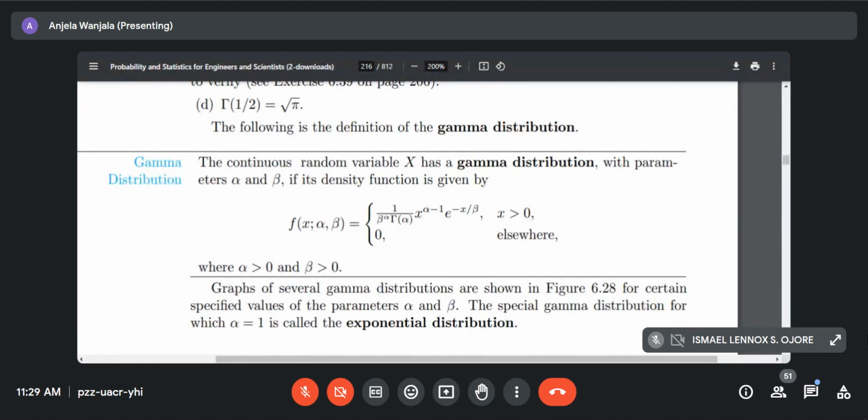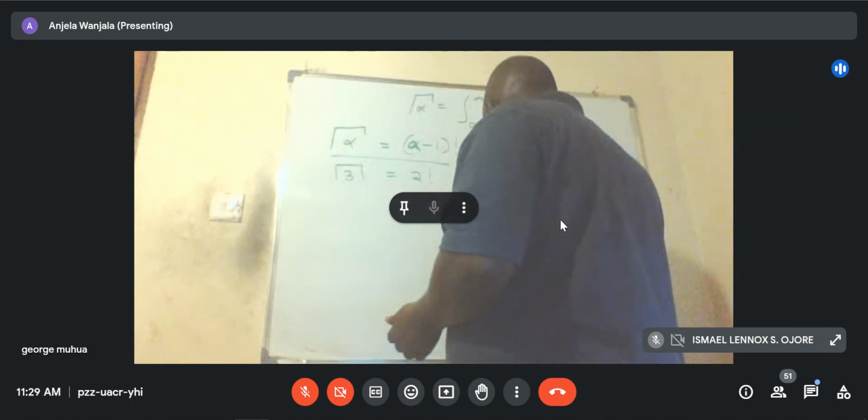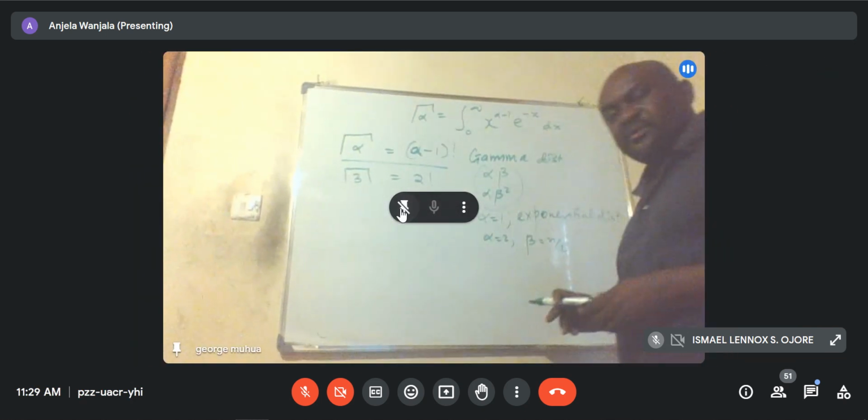Now with this gamma, you can then generate many distributions. For example, because gamma has alpha and beta, if alpha is equal to 1, then you have what is called the exponential distribution. In other words, you can generate other distributions from the gamma distribution. So I wanted you to get that. I think when alpha is equal to 2 and beta is equal to n over 2, we have what is called the chi-square distribution.